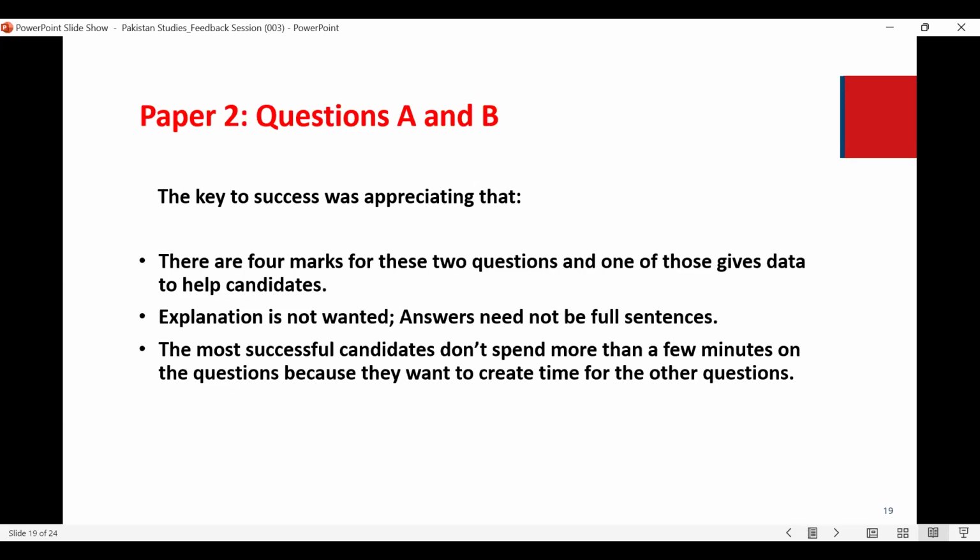They don't want to be spending more than a few minutes here, because they want the time for the other questions that are worth a lot more marks. But I reiterate my earlier point: don't leave it blank. That's definitely a key to success there. They need to write something.